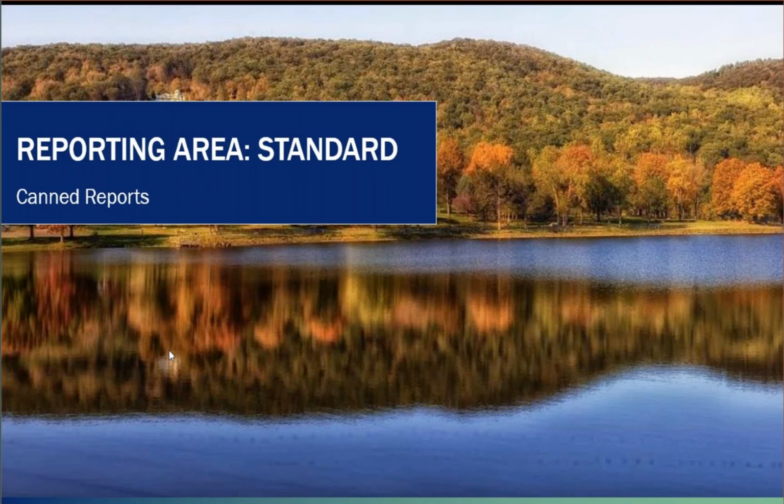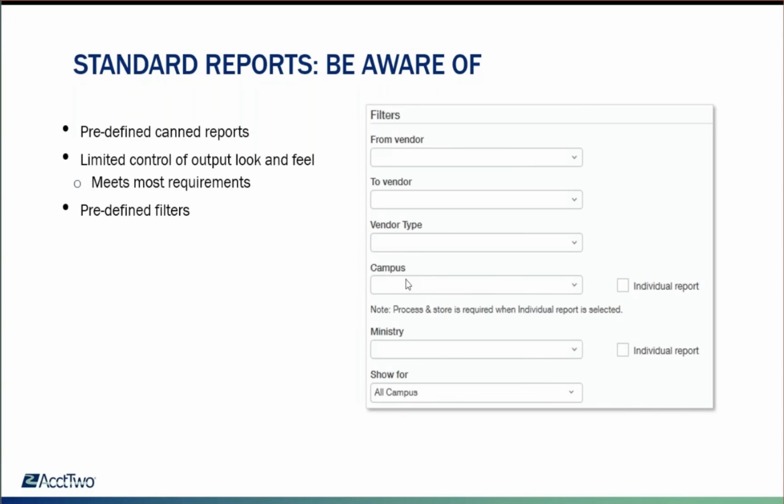So let's start diving in, and we're going to start with the standard report writer. So remember, as I mentioned earlier, these are pre-built canned reports. You can filter the input, but you have very limited control over the look and feel of the output. We use these standard reports a lot. I mean, there's a trial balance, the general ledger report, the AP and AR aging, etc.